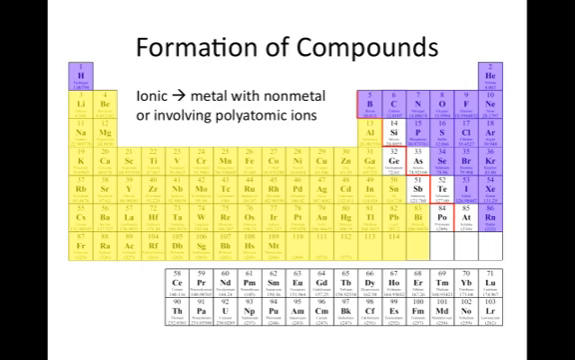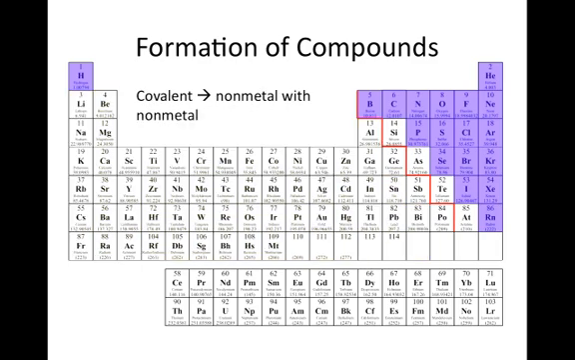You will recall that compounds are formed when atoms of different elements combine. There are two kinds of compounds that can be formed: ionic compounds and covalent compounds. Ionic compounds are formed when a metal combines with a nonmetal or when a polyatomic ion is involved. Covalent compounds are formed when a nonmetal combines with another nonmetal.